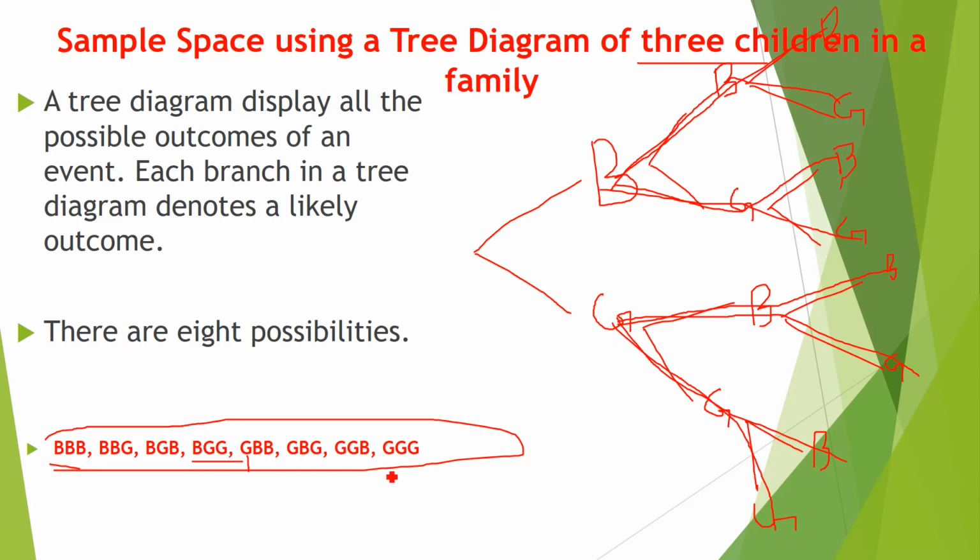So here maybe they can have 3 girls. This is girl, girl, and boy. Maybe the first one is girl, then boy and girl. So there are 8 total possibilities, and these are called the sample space.